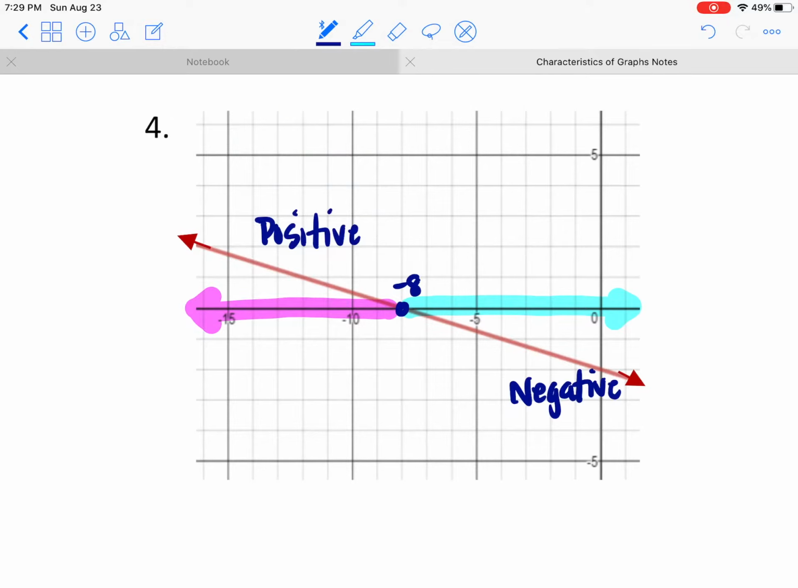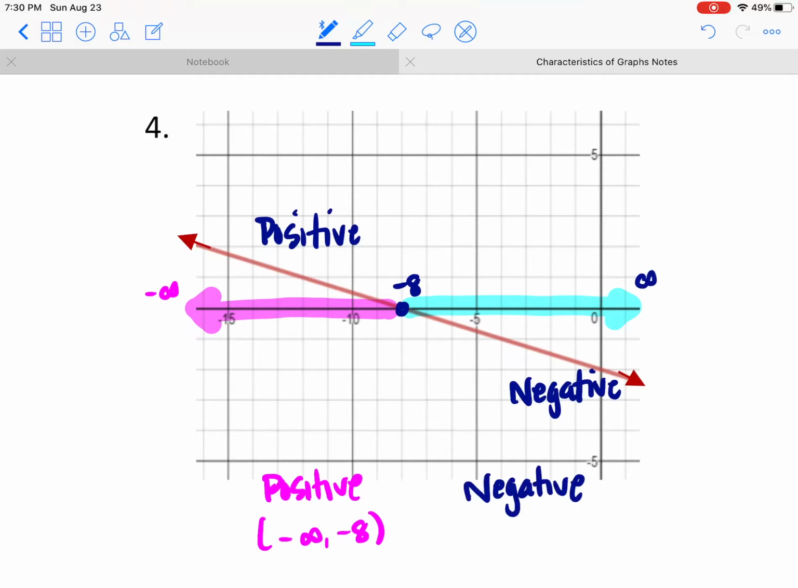So we're going to say this graph is positive from -infinity up to -8. And we're going to say this graph is negative the rest of the way, which is from -8 to +infinity. Okay?